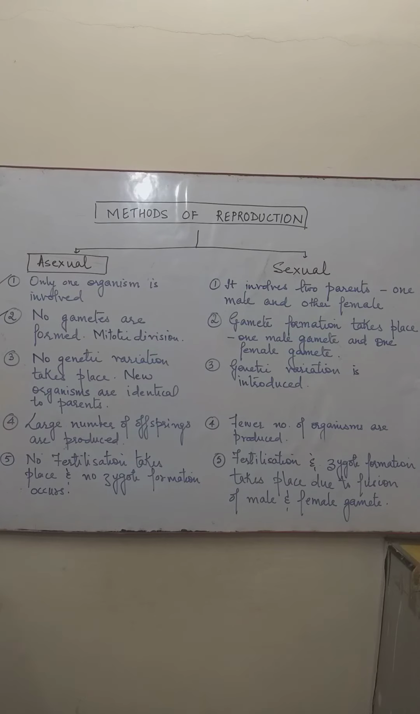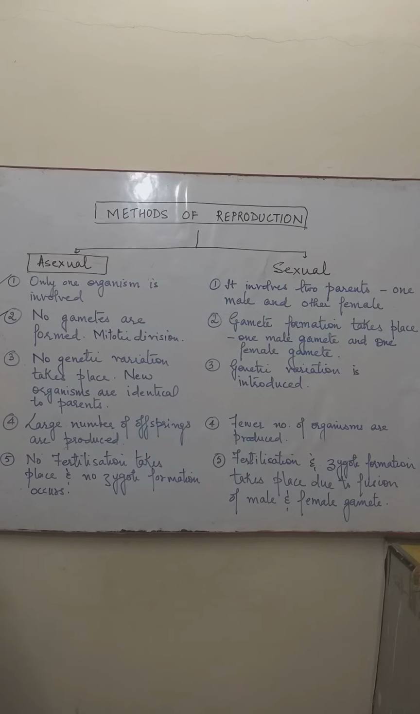Whereas when we talk of sexual reproduction, there is one male gamete and one female gamete. So if the condition is to be restored, the number of chromosomes should be reduced to half. Therefore, a meiotic type of cell division takes place.